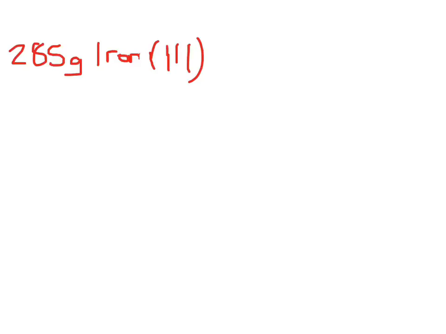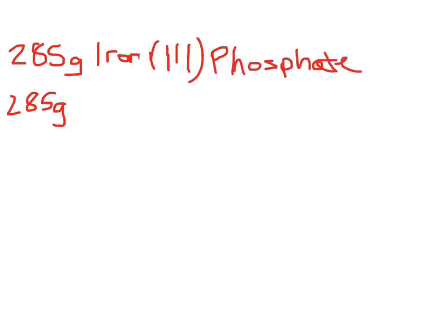Alright, so since you're given grams, in this case you have to use the molar mass. So you're going to use 285 grams. Oh, wait, sorry, I didn't write the rest of it. Iron 3 phosphate. Oops. Alright, so let me explain before I even do this.